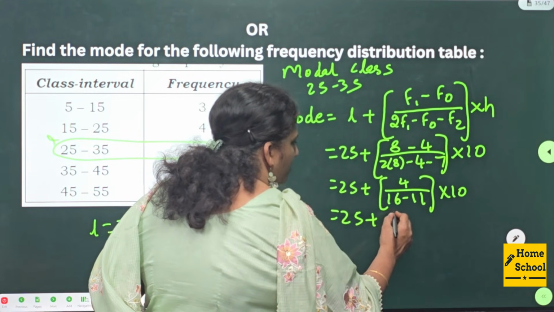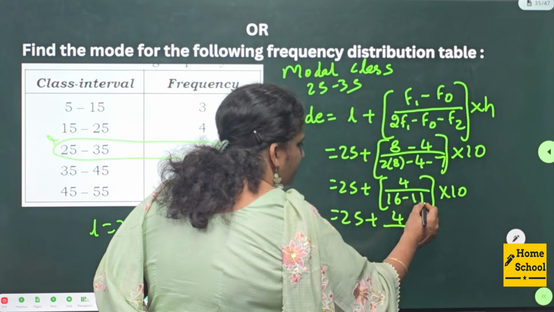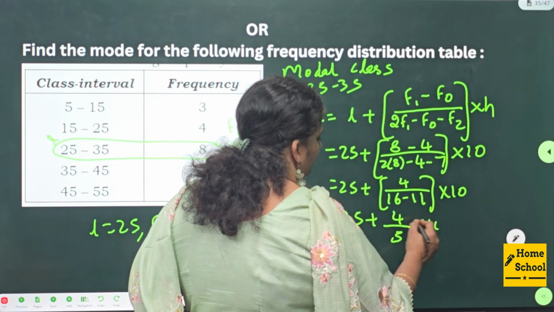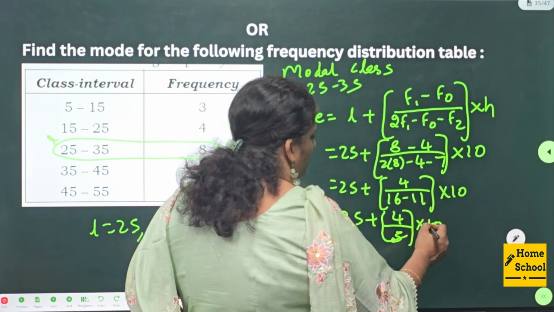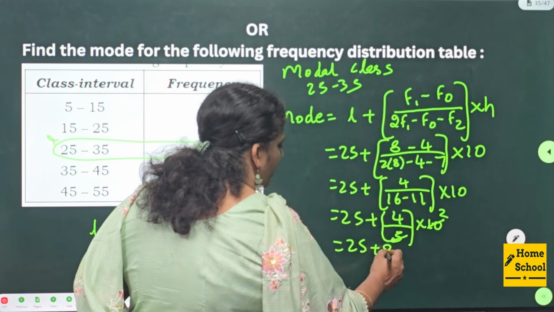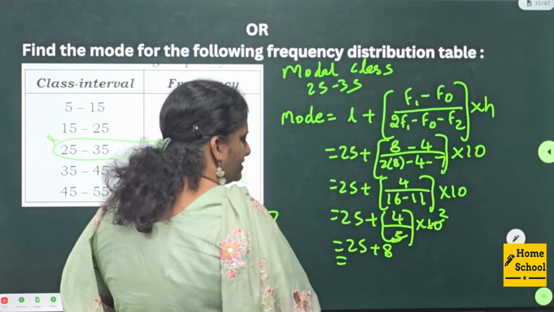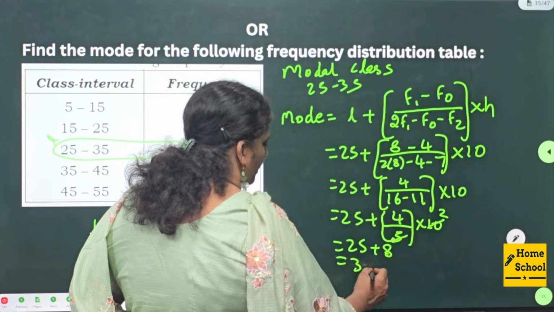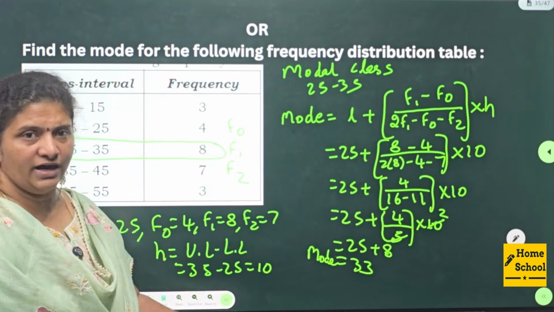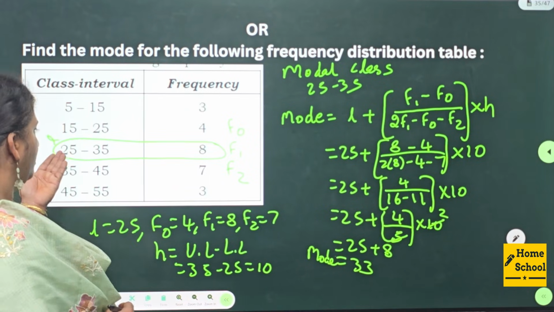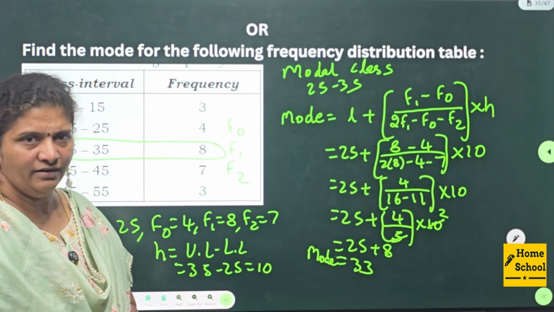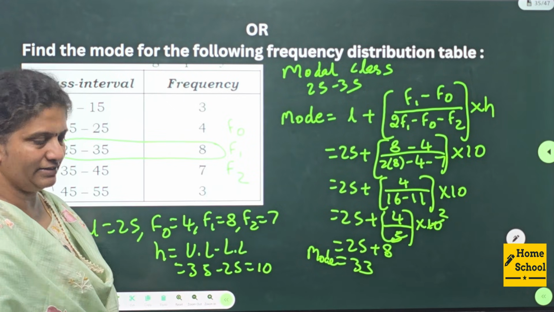25 plus 4 by (16 minus 11), it will be 5, into 10. Right? 5 2s are 10. 25 plus 4 2s are 8. 25 plus 8 will be 33. Therefore, what is your mode answer? 33. Whether your answer is right or wrong, check here. In between 25 to 35, do you get 33? Yes, your answer is correct.